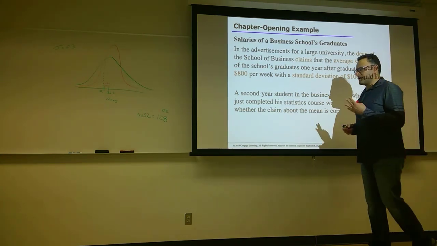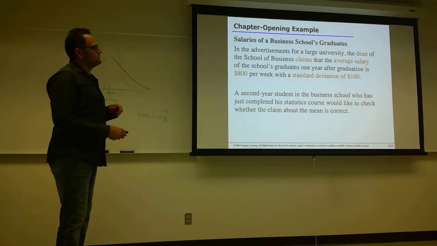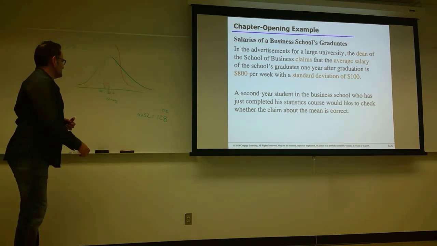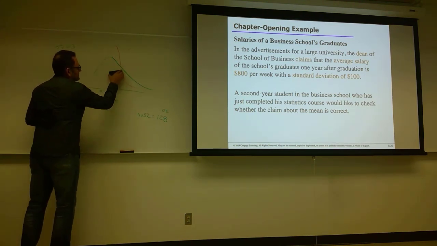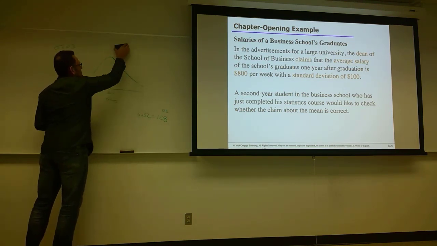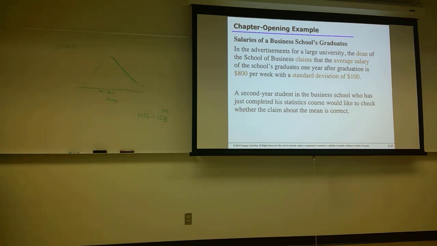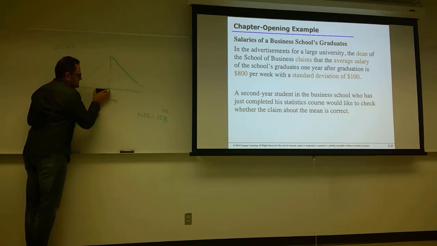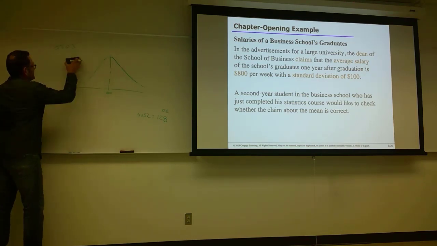In the chapter, the opening example was the dean of a college was claiming that the average salary would be $800 per week, and standard deviation is 100. So essentially, what we have here is again a situation where they're assuming that it's normally distributed. It's about the salaries of the students when they graduate, and it says that the average salary is $800. And the standard deviation is now $100.